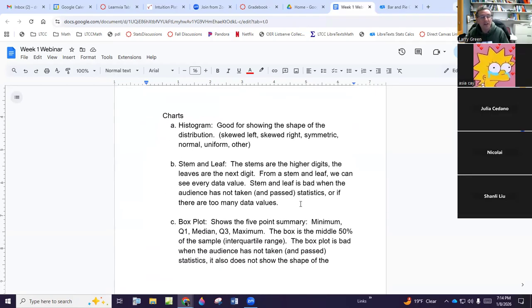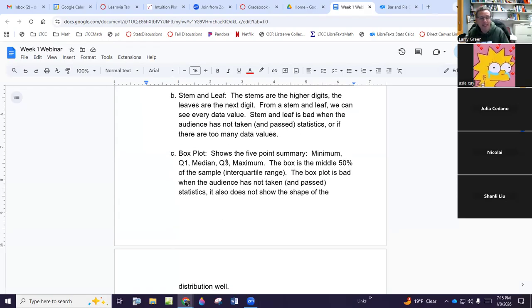Okay. Just a reminder on the charts, we already saw this, but a histogram is great for showing the shape of the distribution. In a stem and leaf, the stem is for the higher digits, and the leaves are for the next digit. By the way, if all the answers are within 10 of each other, it tells you nothing. Stem and leaf isn't good there, or if everything is a one-digit number, don't use stem and leaf. Also, if the audience doesn't know statistics, it's terrible. If there's a big collection of data values, it's also terrible. So there are three main reasons.